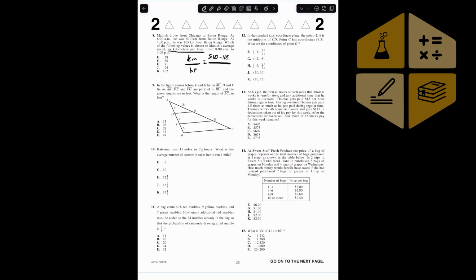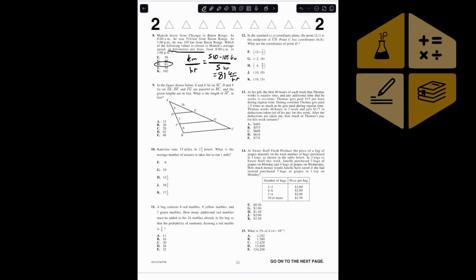So it's from 8 a.m. to 1 p.m., so to 9 a.m., and I'm counting on my fingers. 9 a.m., 10 a.m., 11 a.m., noon, and 1 p.m. is 5 hours, so that's divided by 5. You can put that in your calculator if you want. 510 minus 105 equals 405, so that's how many kilometers he drives, divided by 5, which is the number of hours, and that equals 81 kilometers per hour, and that is answer choice H.